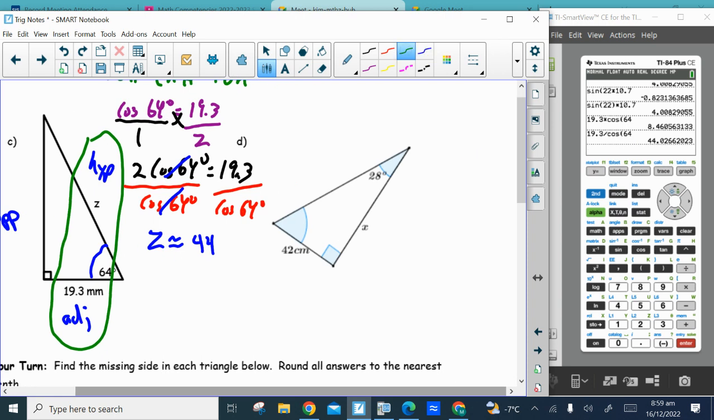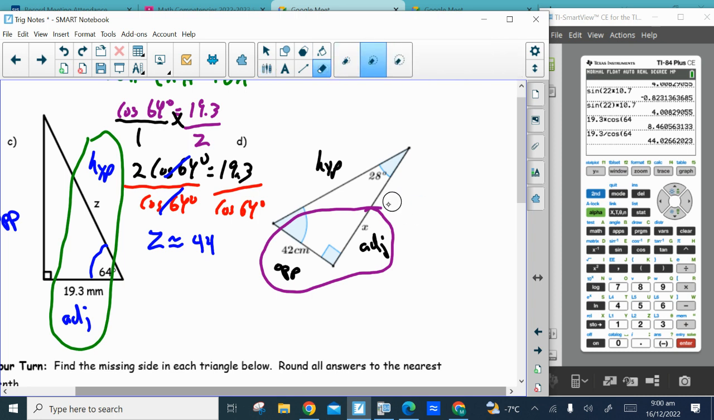So looking at this next one, we start by labeling the sides of the triangle. The side across from the right angle is the hypotenuse. We're going to use a 28-degree angle because we're given that. The side across from that is the opposite. Third side is the adjacent. So in this case here, we're going to use the opposite and the adjacent. We're trying to find x, which is the adjacent. We're given the 42, which is the opposite. Those will be the two sides that we would use.